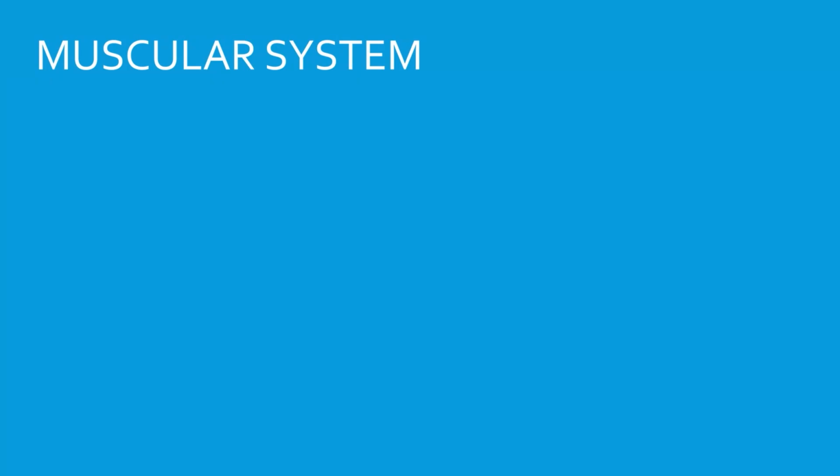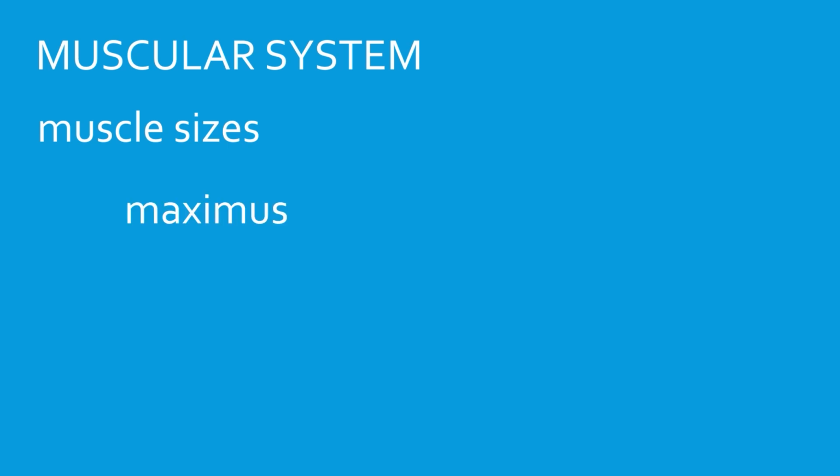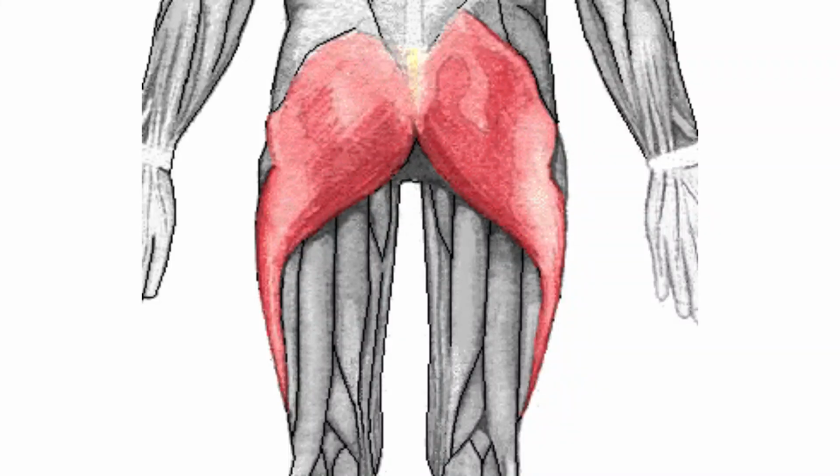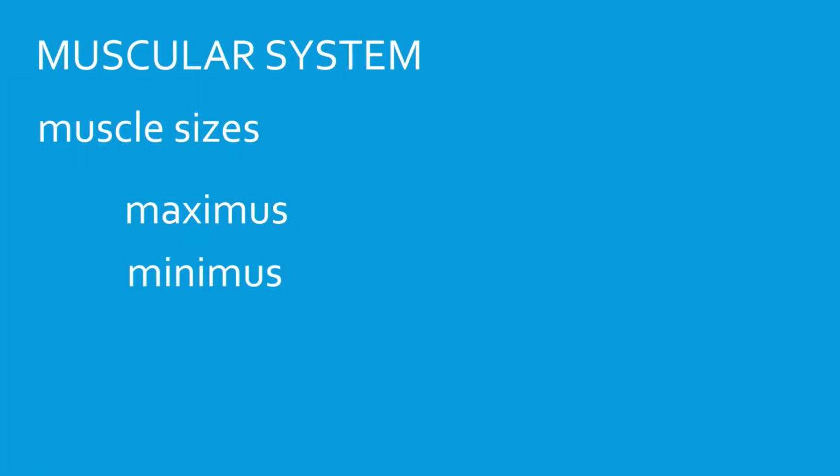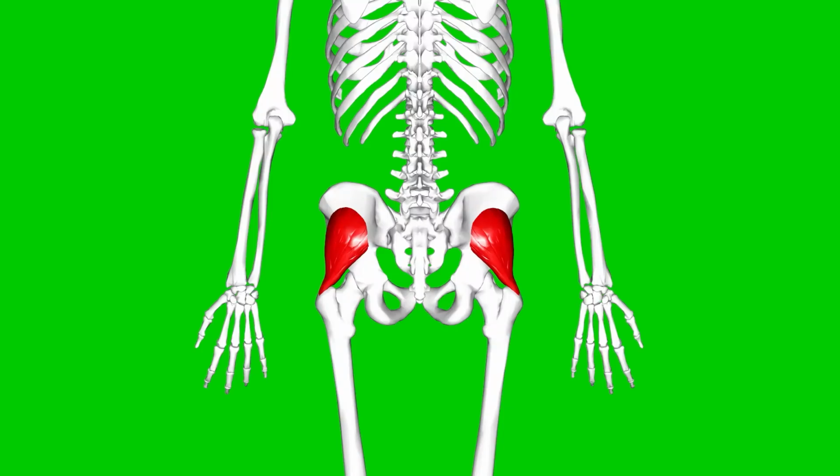Other terms I want to go over are related to the size of muscle. Muscles may be named according to size. So for an example, you may have heard of the word maximus. This means a muscle that is the largest of a group of muscles. So when speaking about the glutes, the gluteus maximus is the largest muscle. Minimus, on the other hand, is the smallest, so the gluteus minimus is the smallest muscle within the glutes.